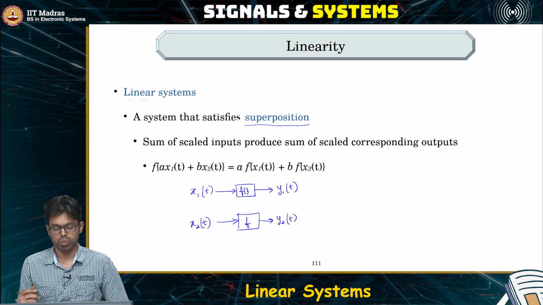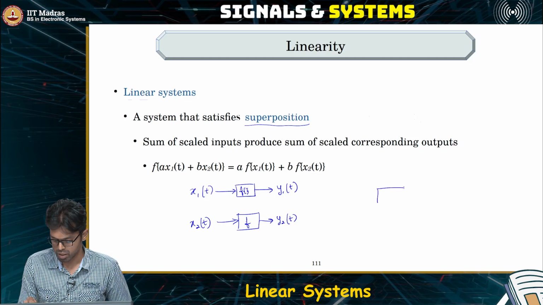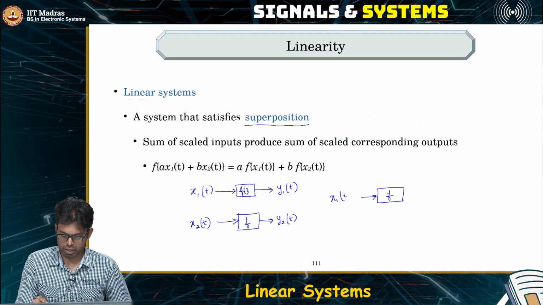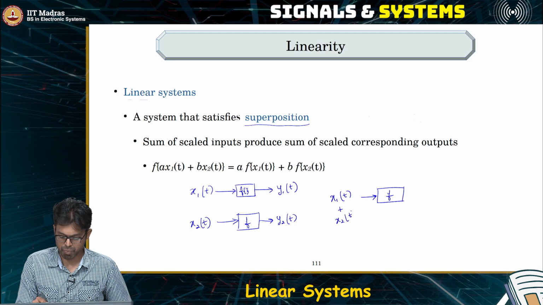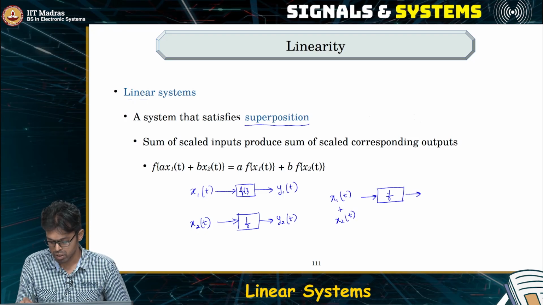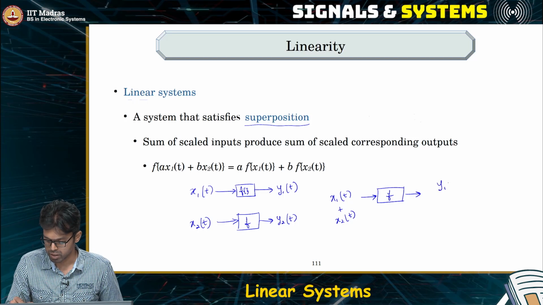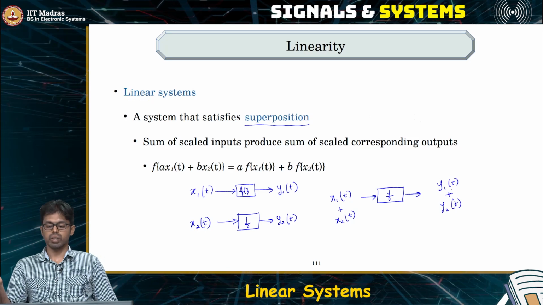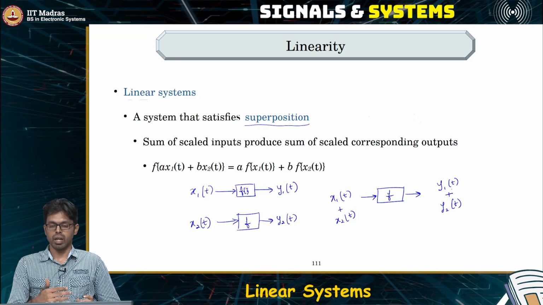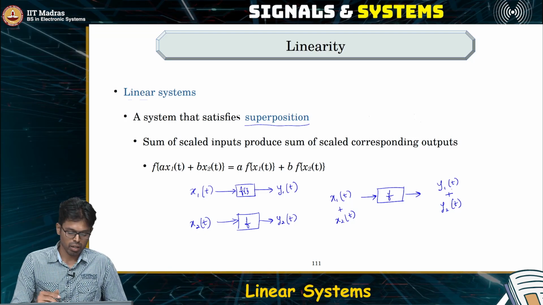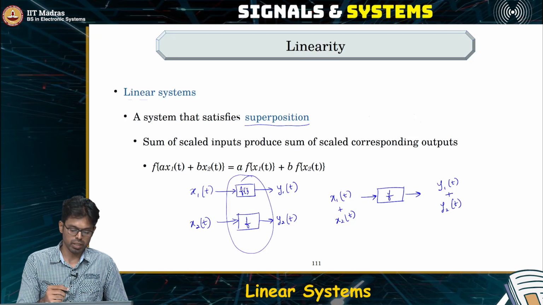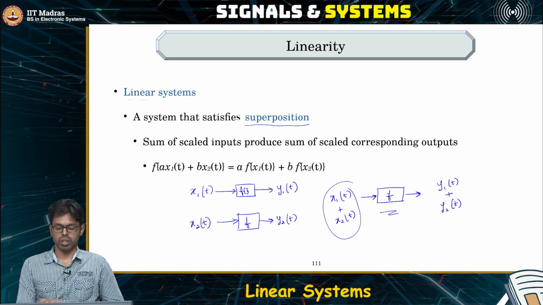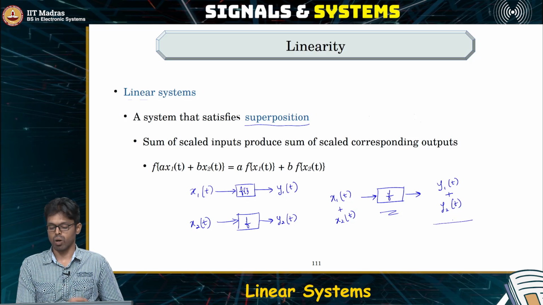Now if I want to find out what is the output of this same system when I combine these two, that is x1 of t plus x2 of t, then if the output turns out to be the sum of the individual outputs, then we say that this system satisfies additivity. In other words, instead of having two different blocks like this, I can just have one block and just sum the signals, and I'll get the output also to be summed.